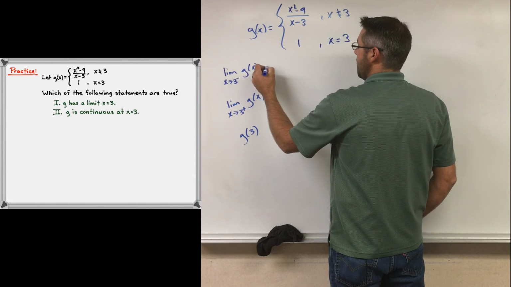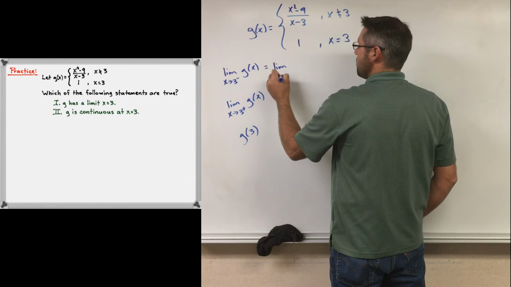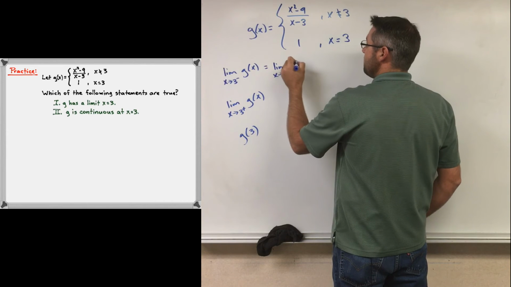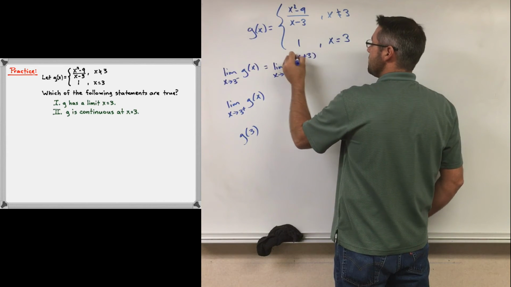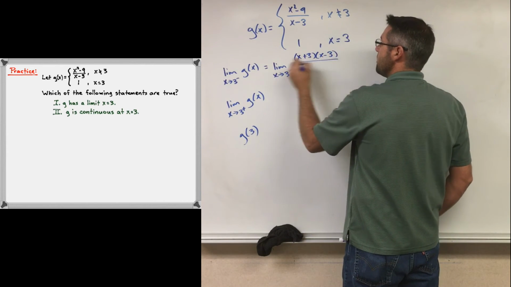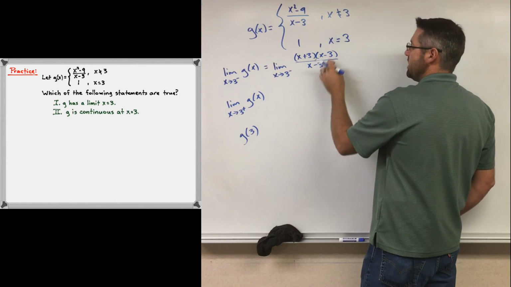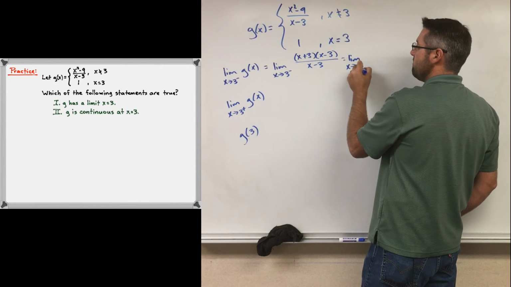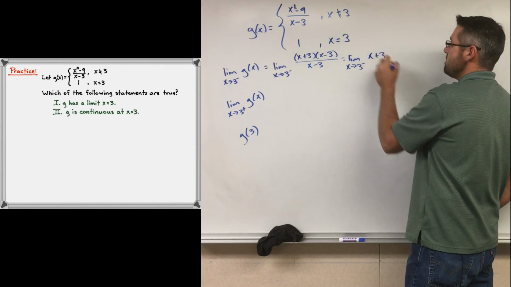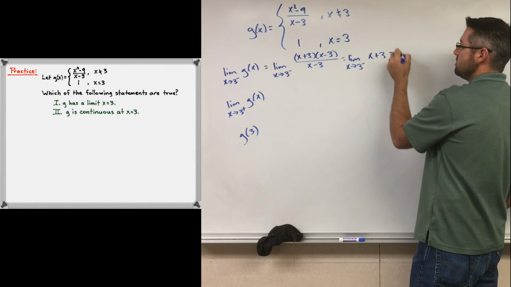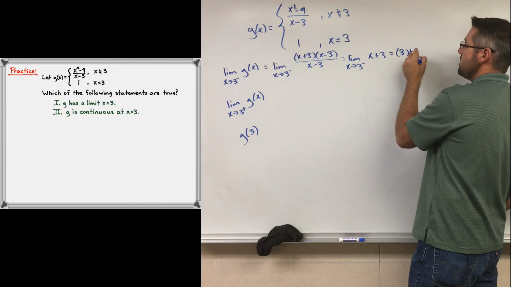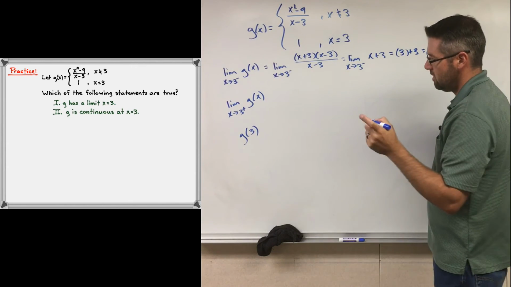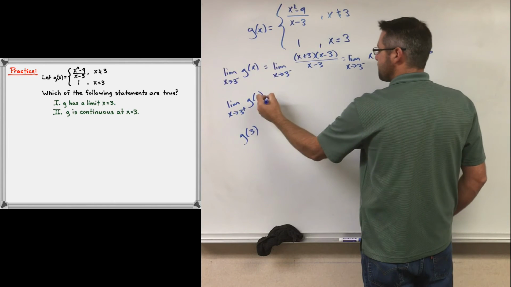So that's going to be the limit as x approaches 3 from the left of x plus 3 times x minus 3 over x minus 3. We can see that those reduce, and so we're left with the limit as x approaches 3 from the left of x plus 3, which means when I go to substitute, I end up with 3 plus 3, which is 6. Okay. Now we'll do the right-hand limit.